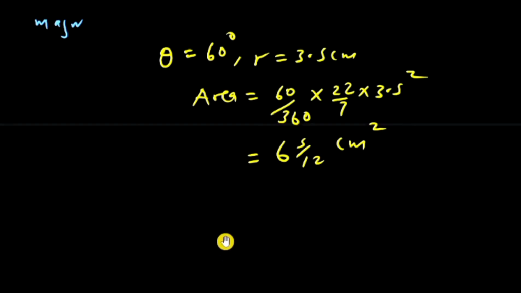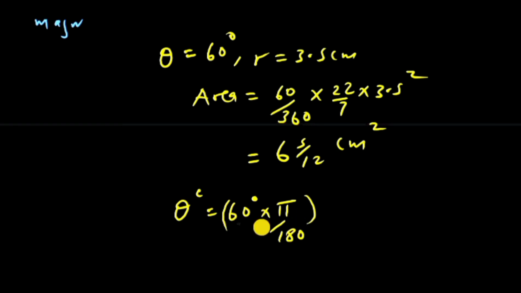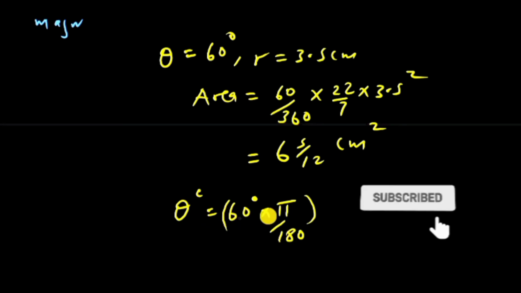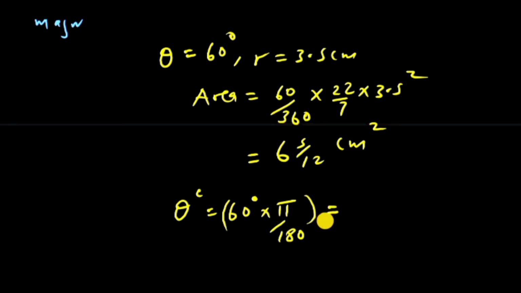And how about if we have the angle in radians? Let's have theta in radians. We'll have that by simply converting 60 into radians. So 60 degrees we multiply by pi over 180. That should give us the angle in radians. Remember, if you want to convert it back into degrees, you simply multiply by the reciprocal of this part, that is 180 over pi. So this simplifies to pi over 3.